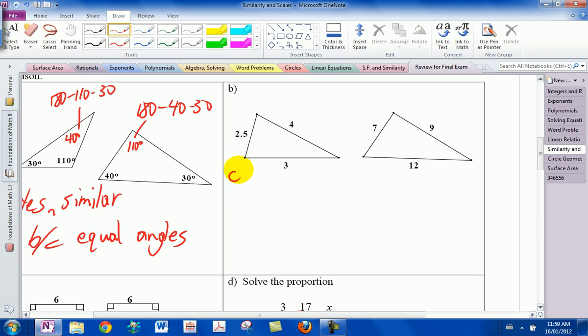B, check the ratios. So let's put the left triangle on top, the right triangle on bottom. It doesn't matter which one, but you got to be consistent. So the left triangle, we have 4, 2.5, and 3. On the right triangle, how would you match them up? You look at their size. So small with small, big with big, medium with medium. Match them up, please.